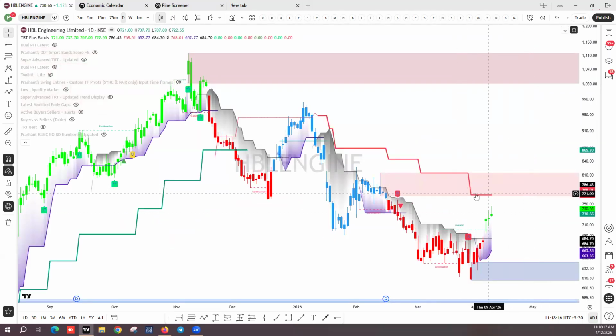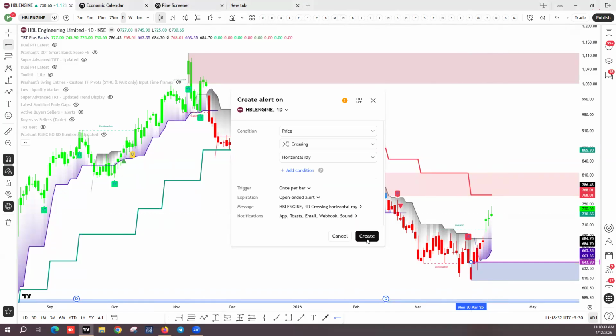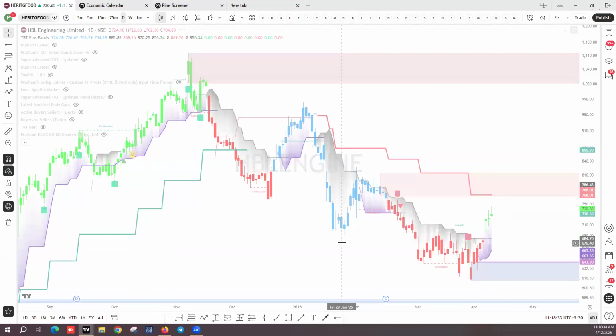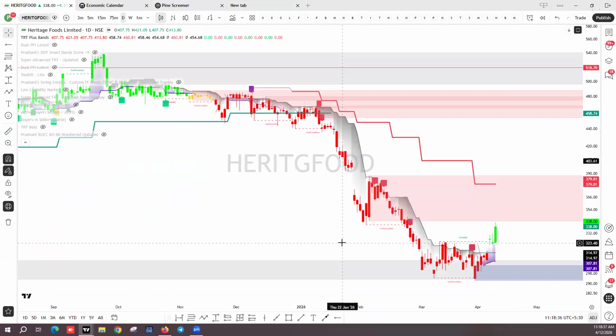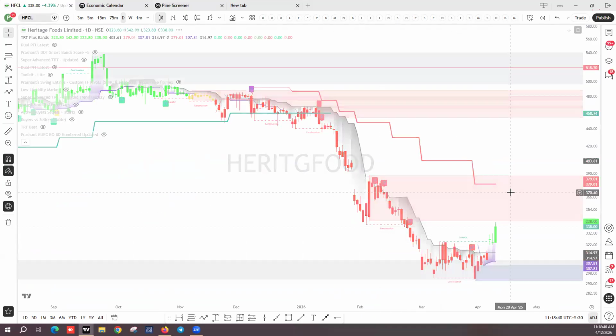HBL Engineering. Again, bias is bearish and trend is green, uptrend. So it can come down for deeper retracements. Again, bias is bearish.